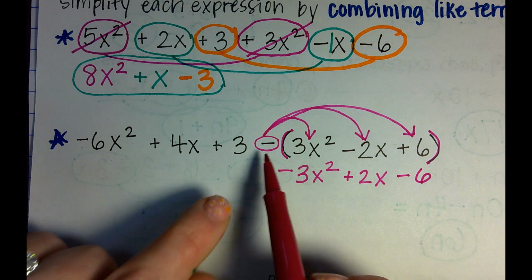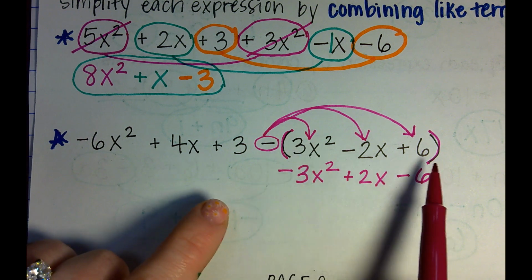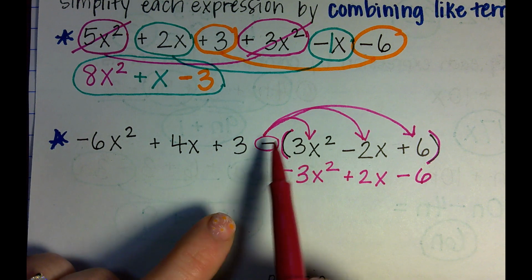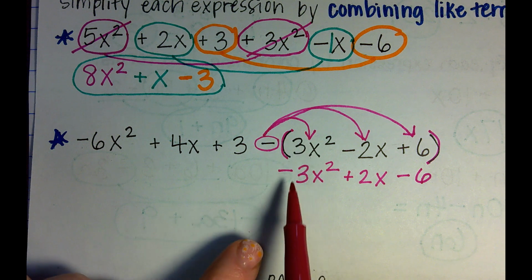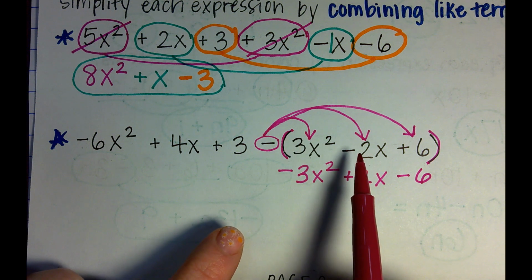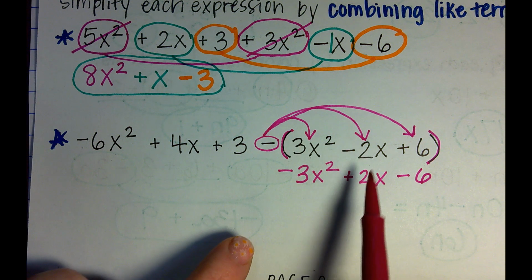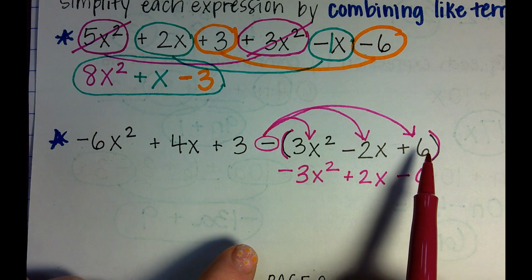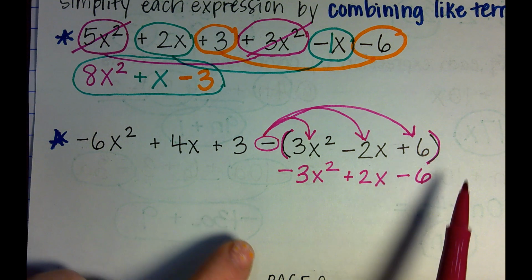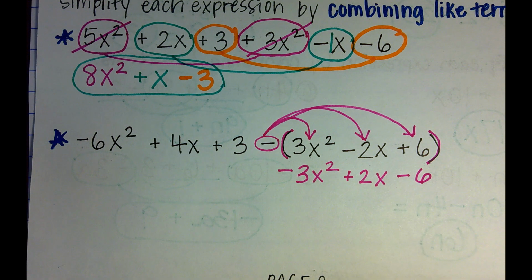And that's because what's really happening here is we're taking all of this times negative 1. Positive 3 times negative 1 is negative 3. Negative 2 times negative 1 is positive 2. Positive 6 times negative 1 is negative 6. Okay.